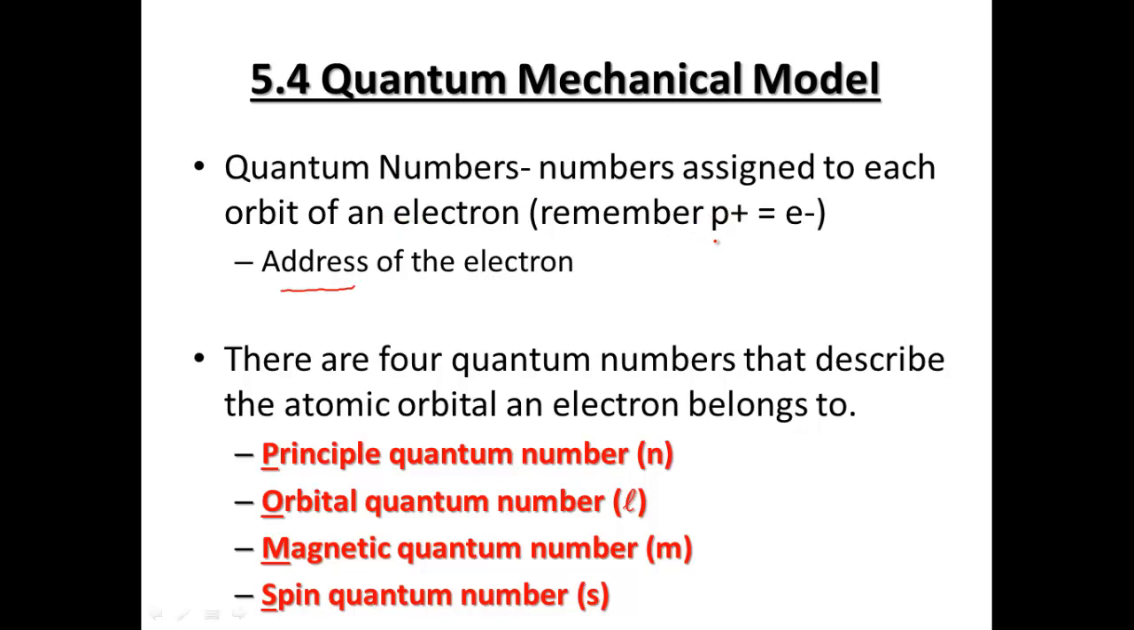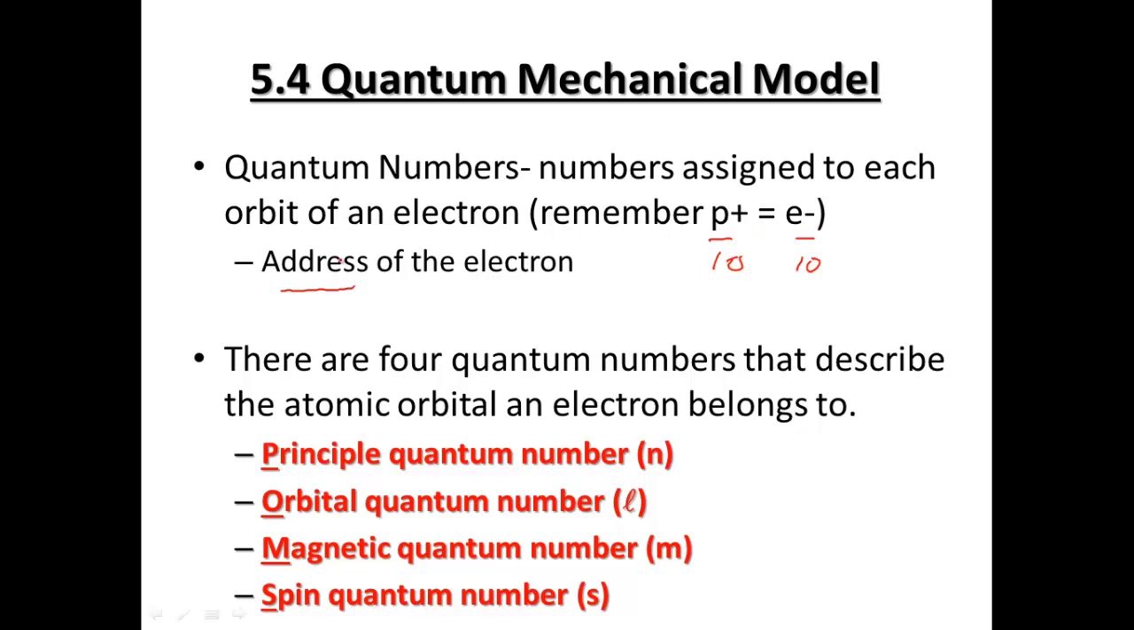Now remember, protons equal electrons, so your atomic number is the number of electrons you have. So if you had 10 protons, you'd have 10 electrons. Depending on what number you have is going to depend on how many electrons we have.